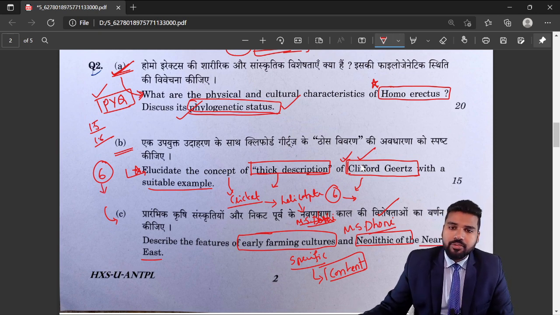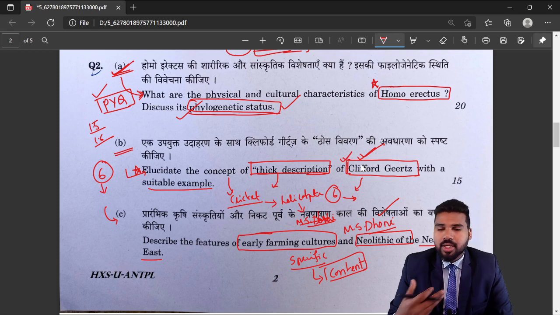Then this particular question is on anthropological theories and the work done by scholars like Clifford Geertz. Questions about Geertz are coming frequently. You have to look at all aspects, all the case studies and ethnographic studies done by Clifford Geertz. Many questions are coming on him again and again.